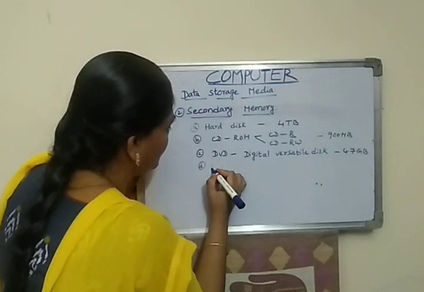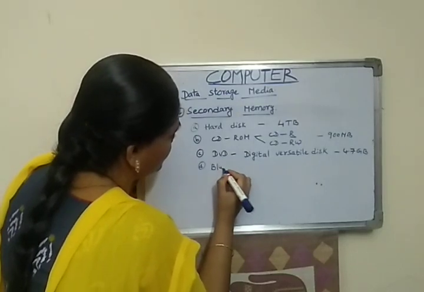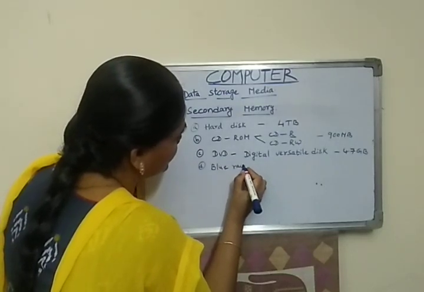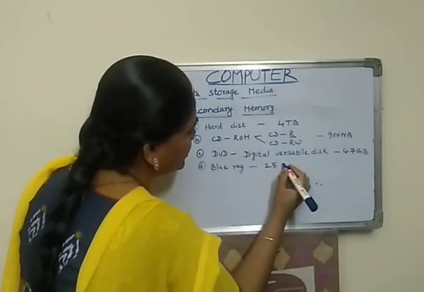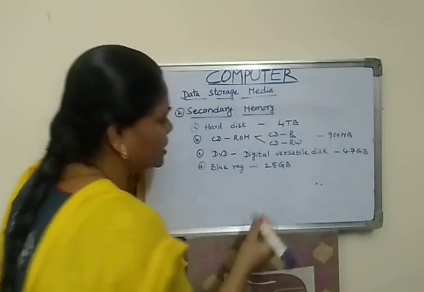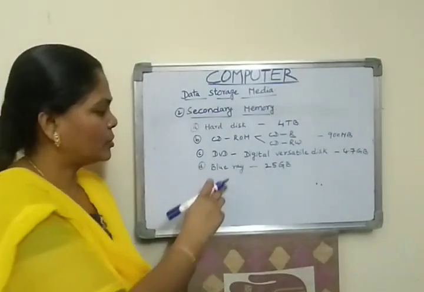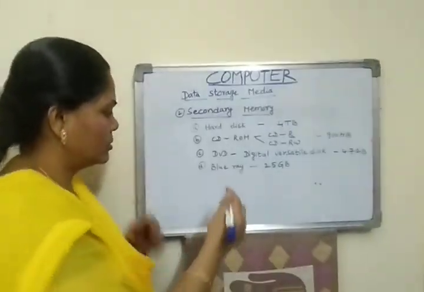Next one is Blu-ray. This is also like a CD. It can store the information up to 25 GB.